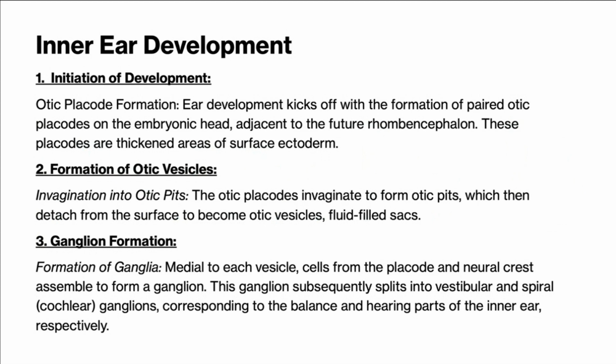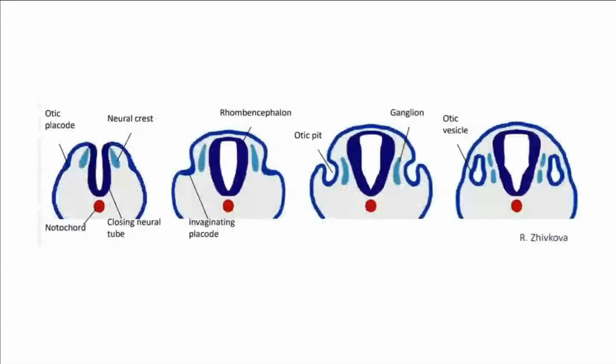Next to each vesicle, cells from the placode and the neural crest assemble to form a ganglion. This ganglion is going to help with the nervous impulse later, which we need. This ganglion is going to split into the vestibular and the spiral ganglions, so the cochlear ganglions. These are then going to respectively contribute to the parts of the ear which are responsible for balance and the parts of the ear which are responsible for hearing.